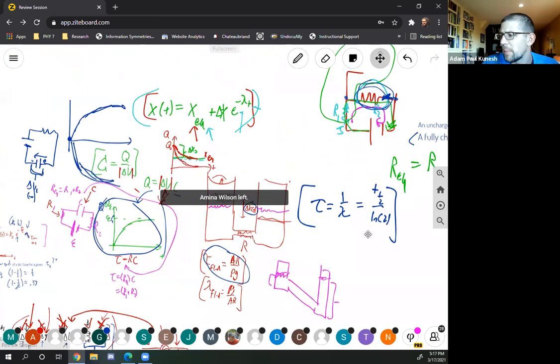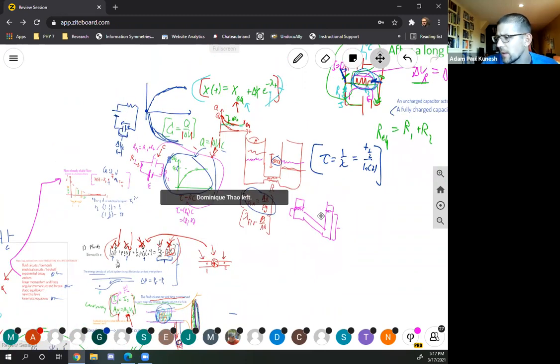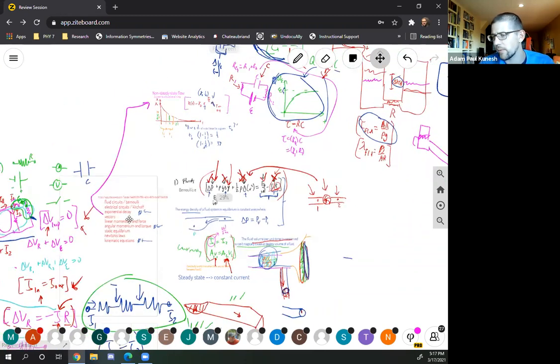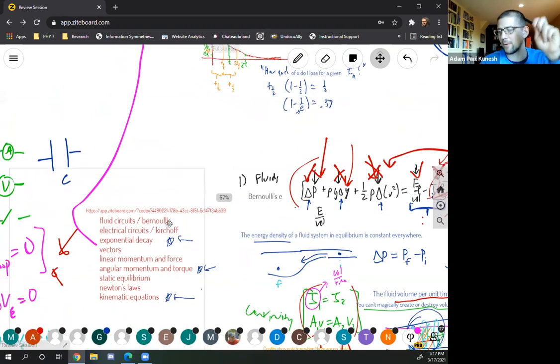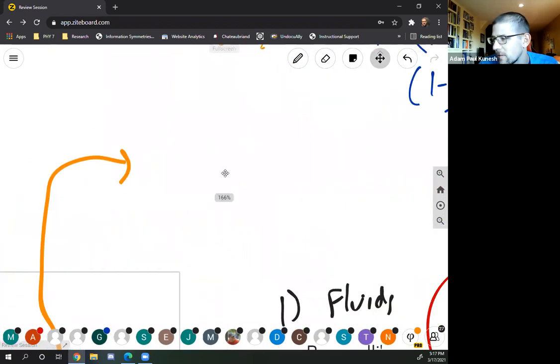Okay, what else? All right, I think that's really all the time I want to spend on exponential decay, even though it was one of our favorites. Let's keep moving. Vectors, for something completely different. Let's zoom in for these vectors. Let's go. So here's vectors.